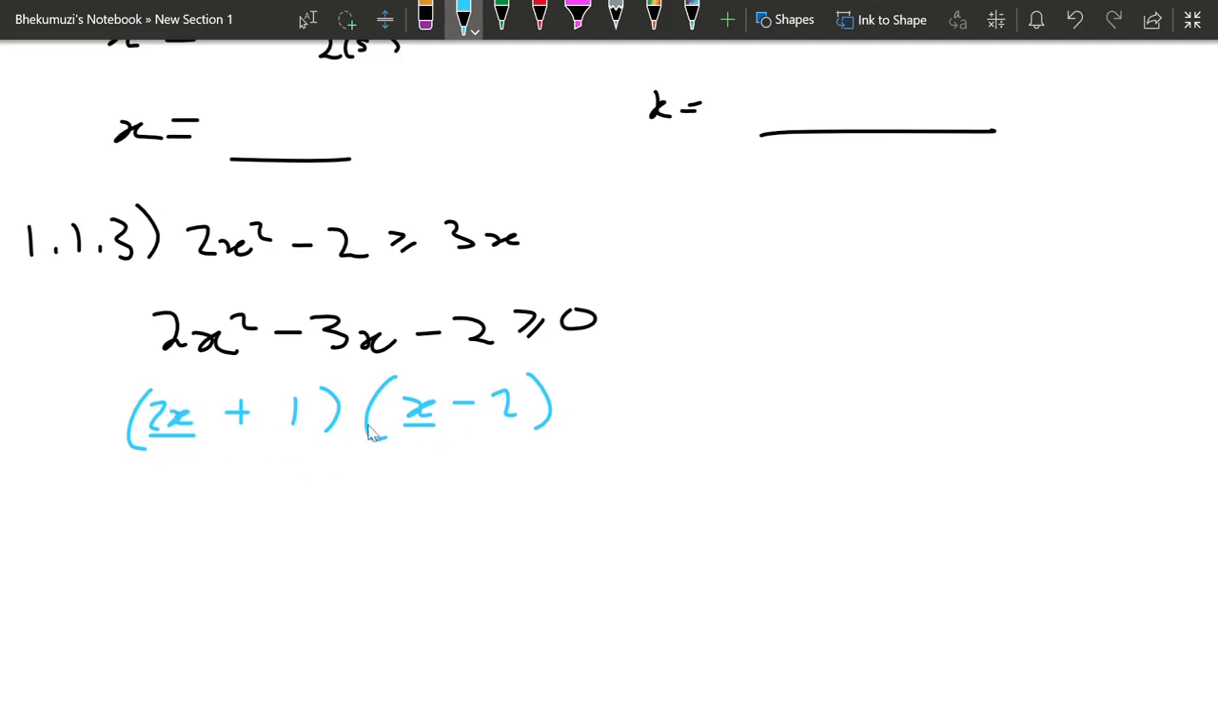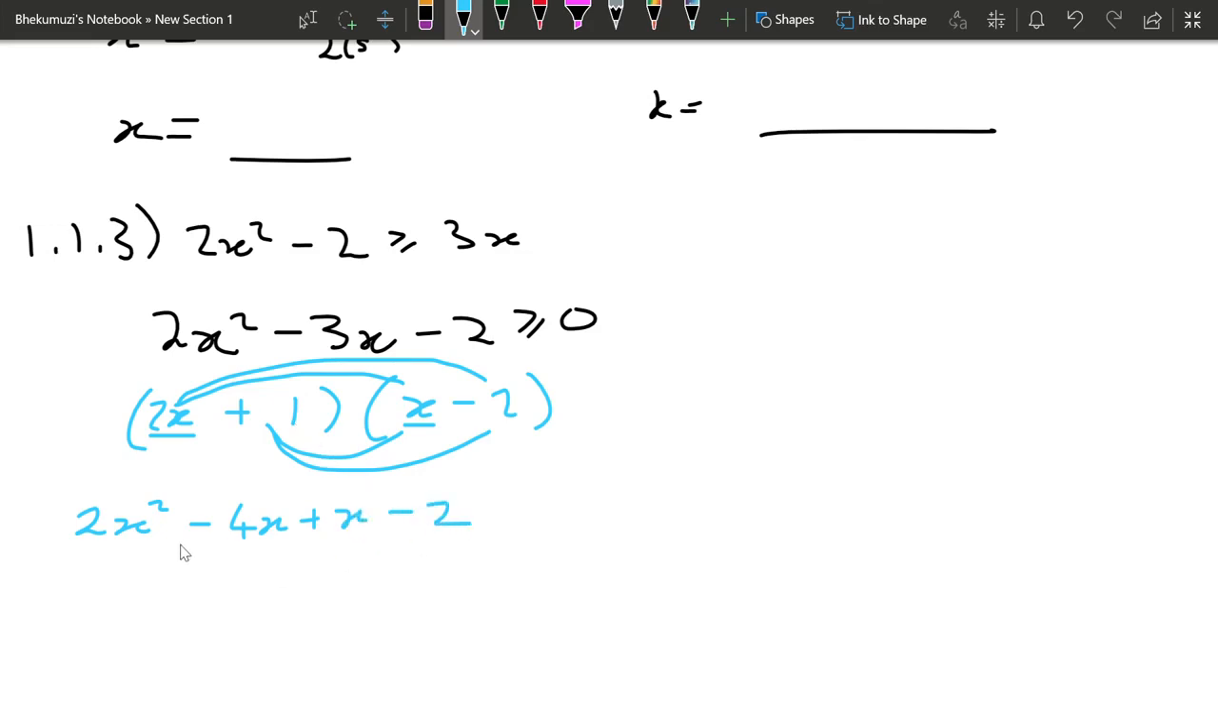So let me show you if I expand it. Basically, if I expand, this would be 2x times x, 2x times minus 2, then 1 times that and 1 times that, right? So it's 2x times x, which would give us 2x squared. 2x times that would be negative 4x. And then this would be positive x, and then that would be minus 2. But as you can see, minus 4x plus x would give us minus 3x.